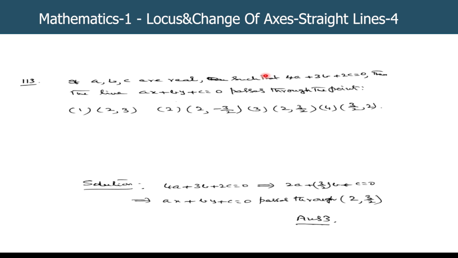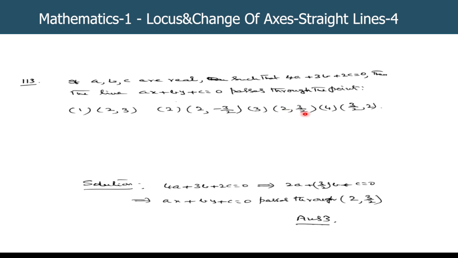Next, 113. If a, b, c are real such that 4a plus 3b plus 2c equals 0, then the line ax plus by plus c equals 0 passes through the point: 2 comma 3 by 2, 2 comma minus 3 by 2, 2 comma 3 by 2, and 3 by 2 comma 2.